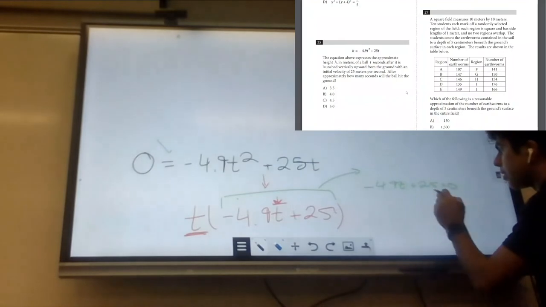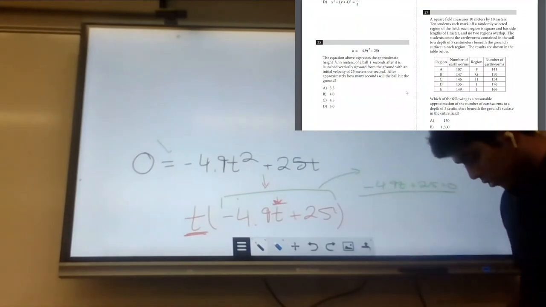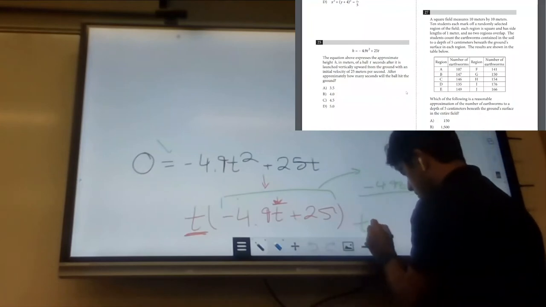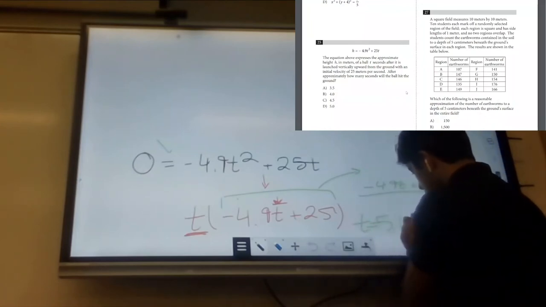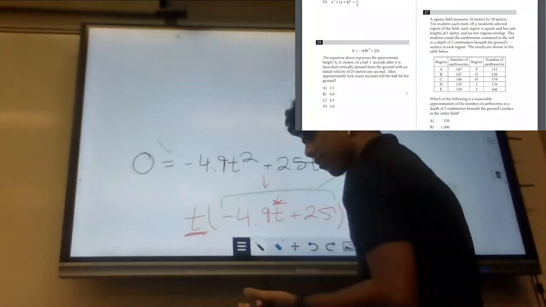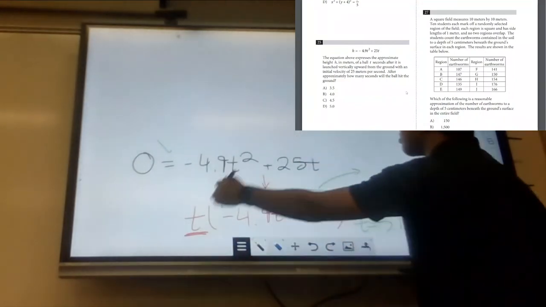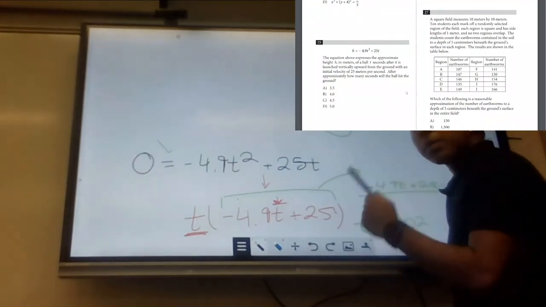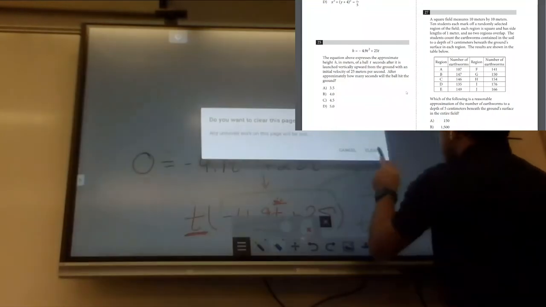So we want to find this t for this equation, so it's going to be 25 over 4.9, which is t equals 5.102. So 5.102 is closest to 5.0, which is answer choice D. And we can move on to the next question.